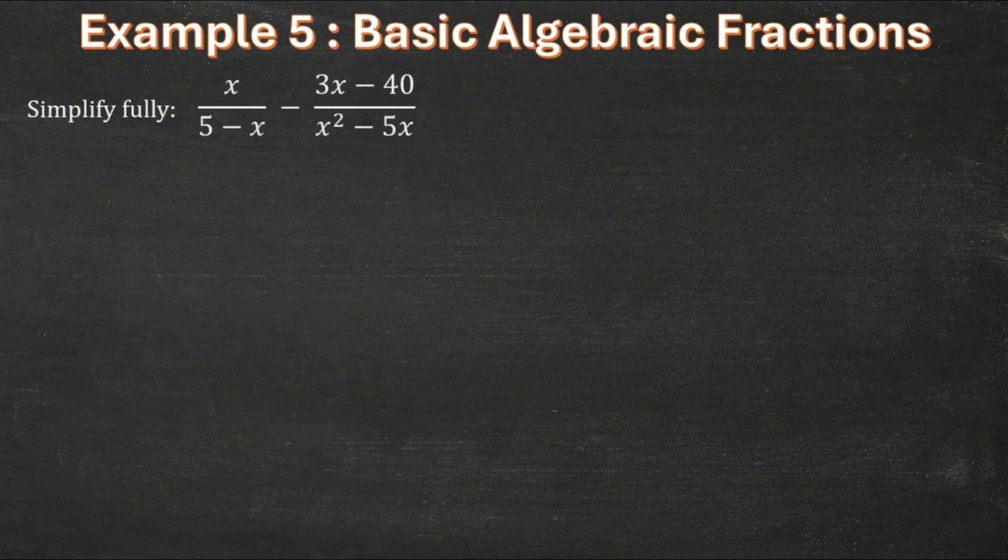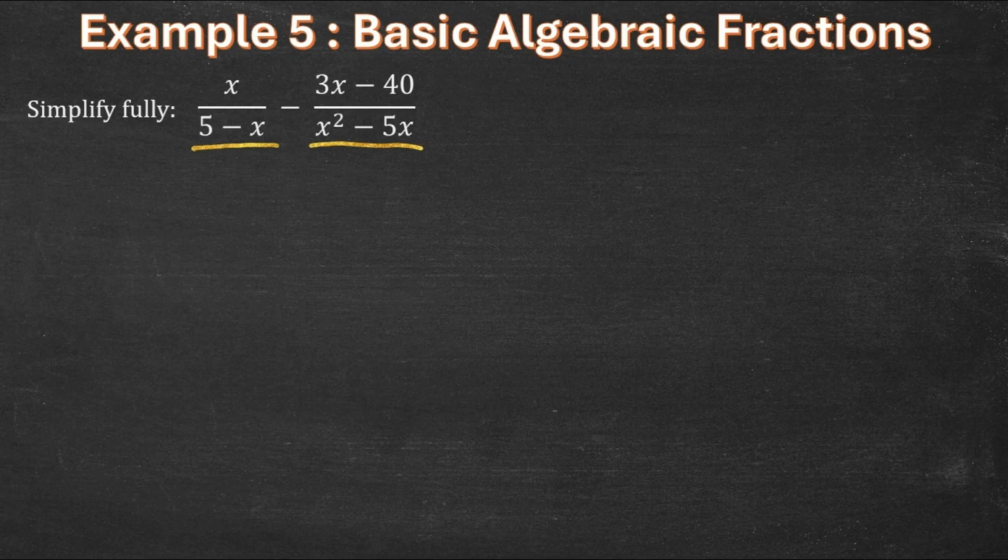Example 5. This is the last example for this video. And what do we have here? We have two fractions separated by a minus sign. So what do we need to do? Yes, we need to find the lowest common denominator. But have a look at the denominators. This denominator has two terms, and this denominator also has two terms.